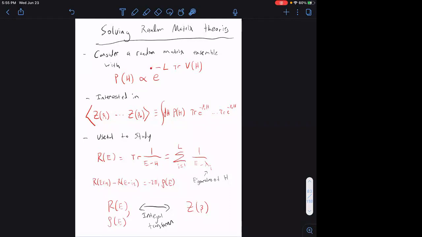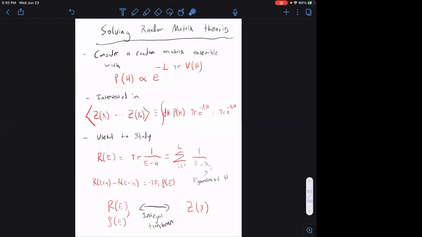And this does fall into the so-called GUE symmetry class that we talked about the other day, because this potential here is unitarily invariant. It only is trace of V of H. So this is invariant under H goes to U dagger H U. It depends only on the eigenvalues.